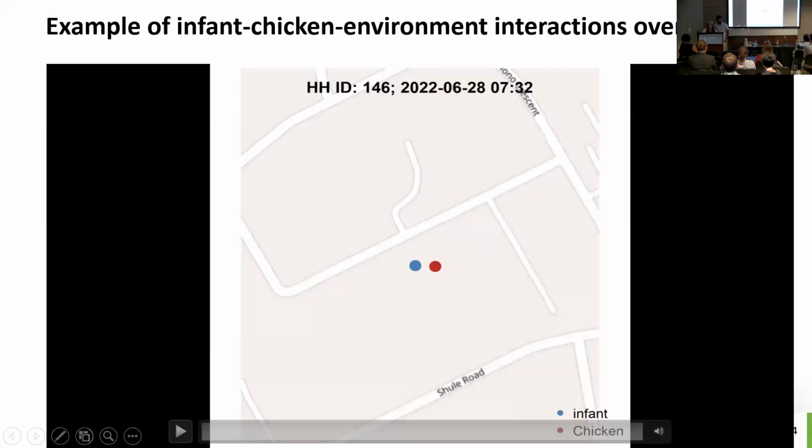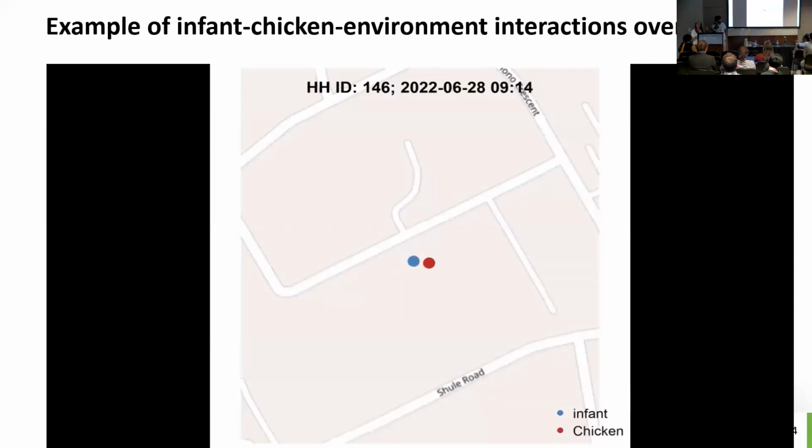Okay, so this is what you get when you pull all of this information together from devices that have been worn by infants and animals in a home at the same time. You can make these 24-hour time-lapse videos that demonstrate their movement in space and their overlap in time with each other.